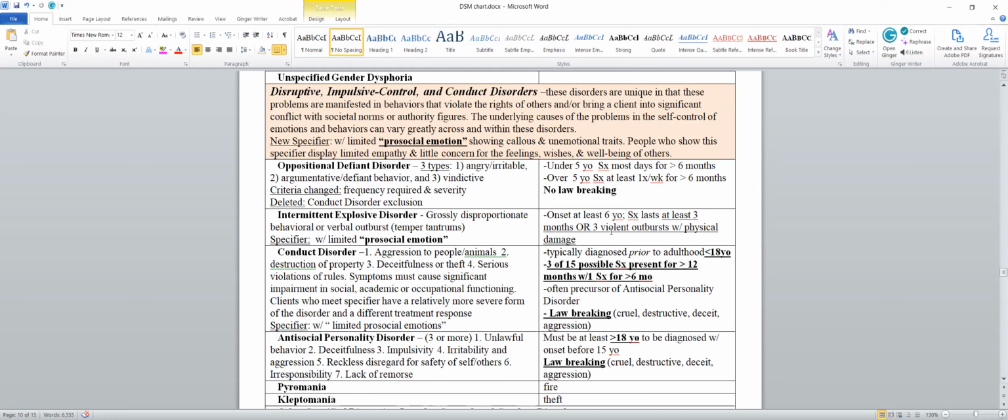Antisocial personality disorder requires three or more: unlawful behavior, deceitfulness, impulsivity, irritability and aggression, reckless disregard for safety of self or others, irresponsibility, and lack of remorse. The person must be at least 18 years old to be diagnosed, with the onset of conduct symptoms before 15 years old. And law breaking is part of antisocial personality disorder: cruel, destructive, deceitful, aggressive.